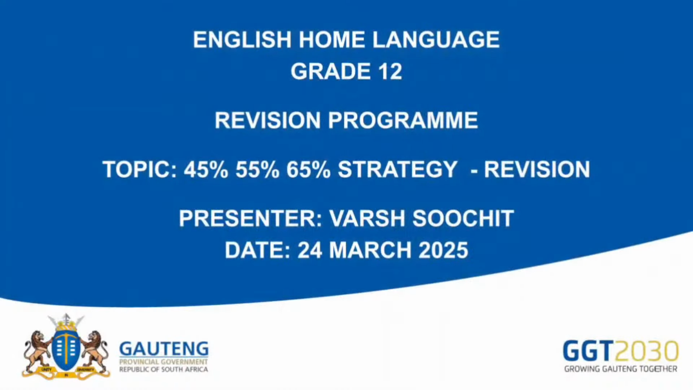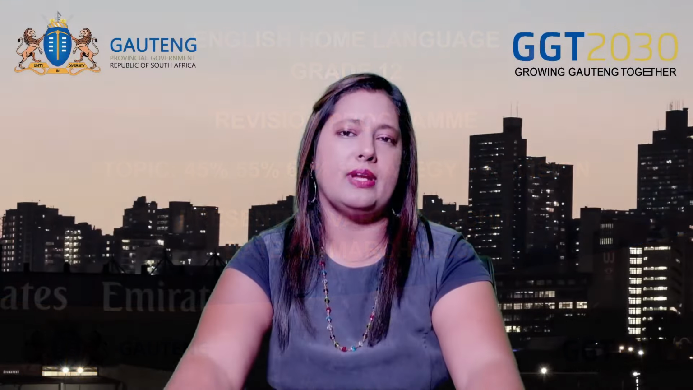And today, grade 12s, we're going to be focusing on a recap of the 45, 55, 65% strategy that we are working with in English home language. Now, this is particularly working with your paper one, or in terms of your test for this term, Term one's test, on your comprehension skills, your summary skills, and your language skills.